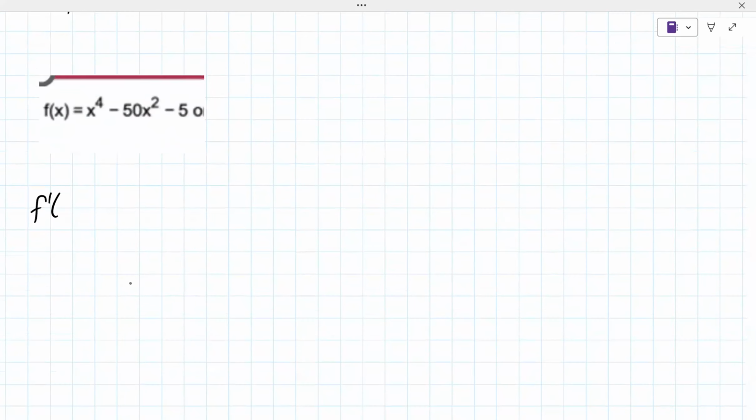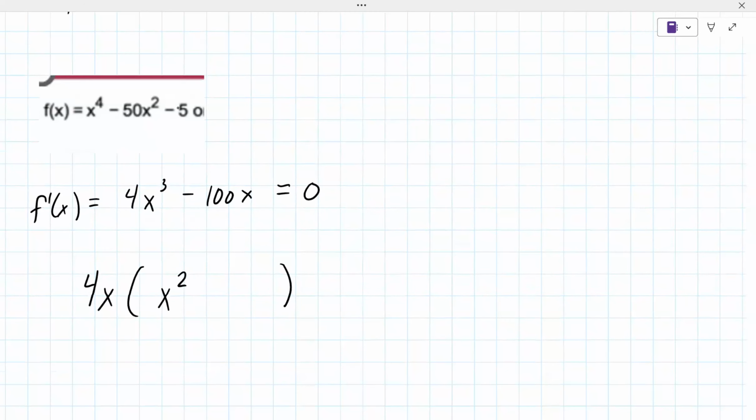All right, so we're going to be able to take the derivative of this. That's 4x cubed minus 100x. The derivative of -5 is 0. You'd set this equal to 0, and then you factor out anything that's common between them. So if you factor out a 4x, you get x squared minus 25.